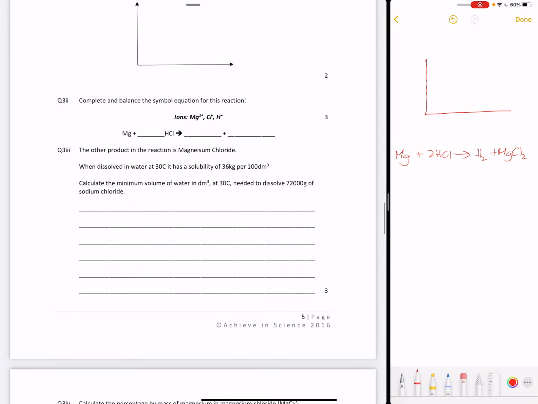Now, it then talks about, and that's worth 3 marks, by the way, the other product in the reaction is magnesium chloride. When dissolved in water at 30 degrees Celsius, it has a solubility of 36 kilograms for every 100 litres of water. Calculate the maximum volume of water in litres again at 30 degrees to dissolve 72,000 grams. It's worth 3 marks, so pause the video here and let's see if you can get the answer.